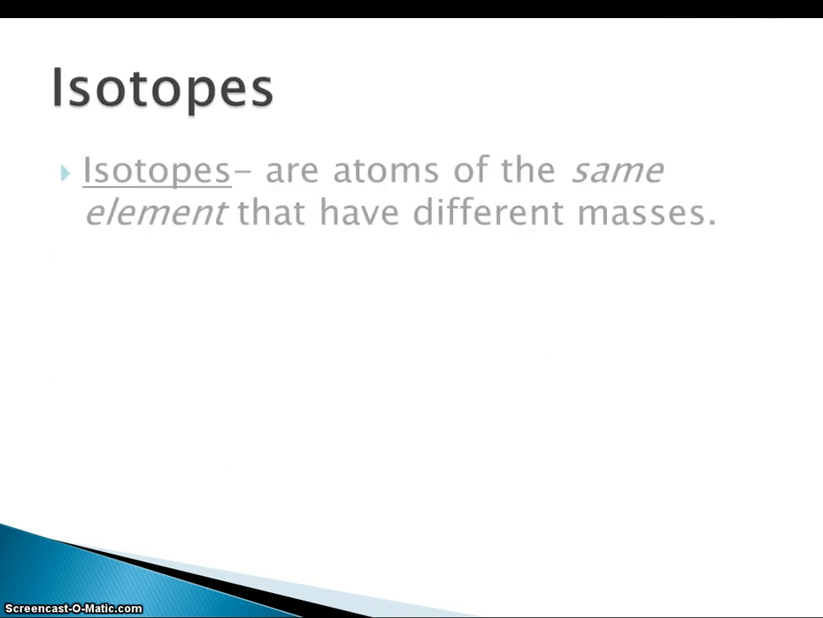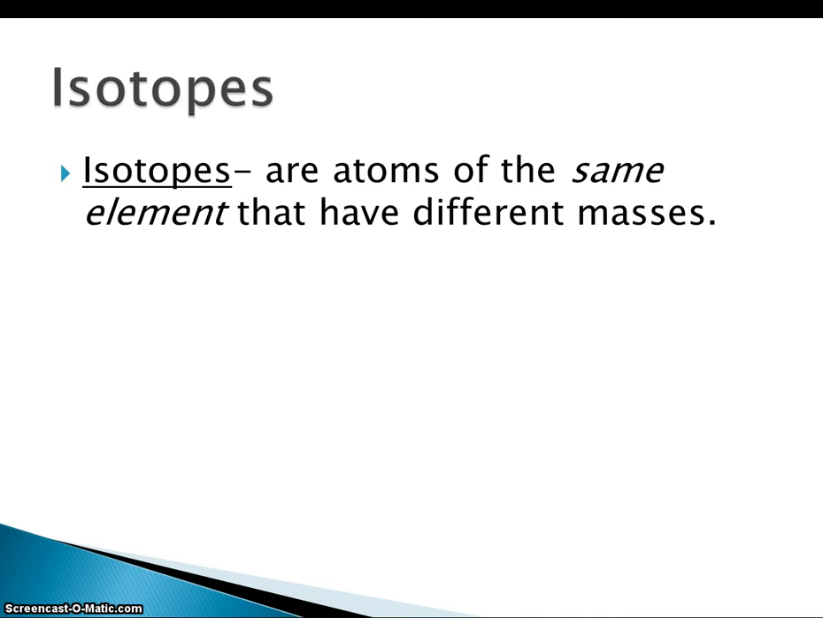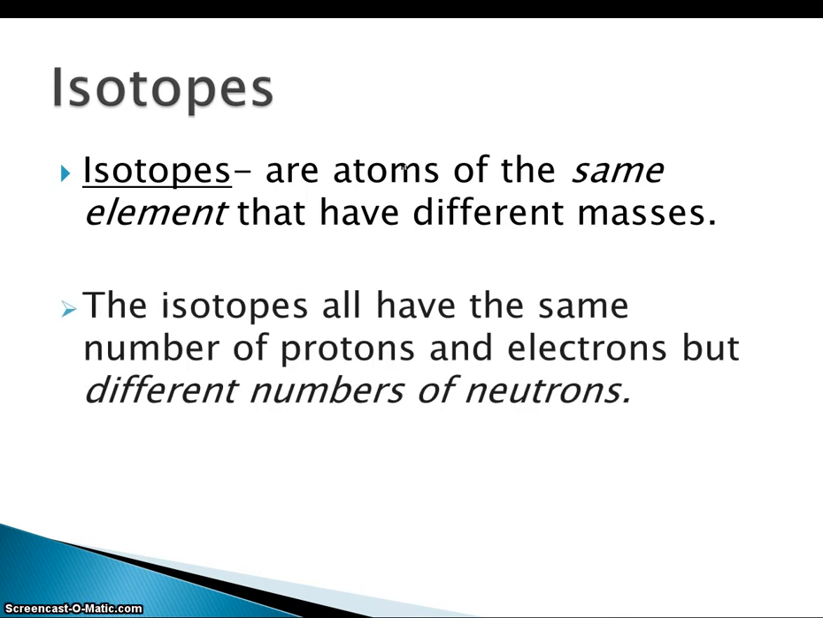Isotopes, these are atoms of the same element, but they have different masses. An example of this is carbon-12 and carbon-14. 12 and 14 are their mass numbers. They're both carbon, but their masses are different. So the isotopes all have the same number of protons and electrons, but they have different numbers of neutrons. So neutrons are the thing that varies between isotopes.